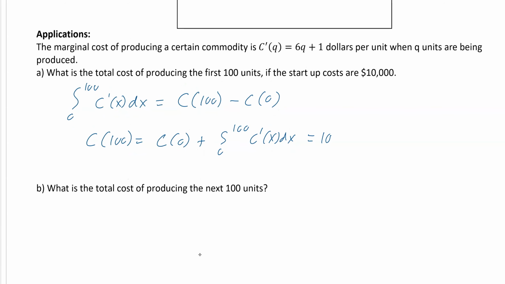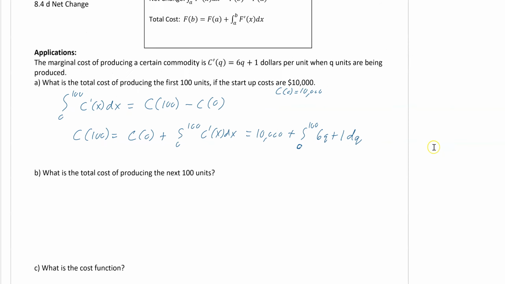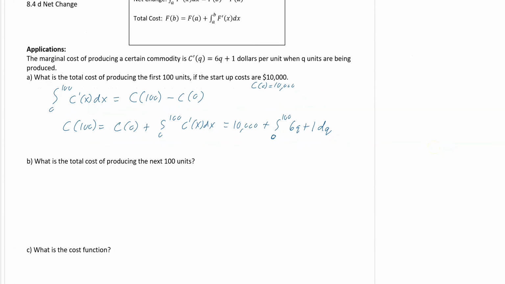So we get 10,000 for our C0. See, that's what this is. Initial costs are C0, C of 0. And then plus the integral from 0 to 100, and then we plug in our marginal cost dq, because it's a q, so we have to use a q. Okay. So now all we have to do is plug this in our calculator to see what our answer would be, or you can do it by hand. So we get $40,100. So that would be the total cost of producing the first 100 units.